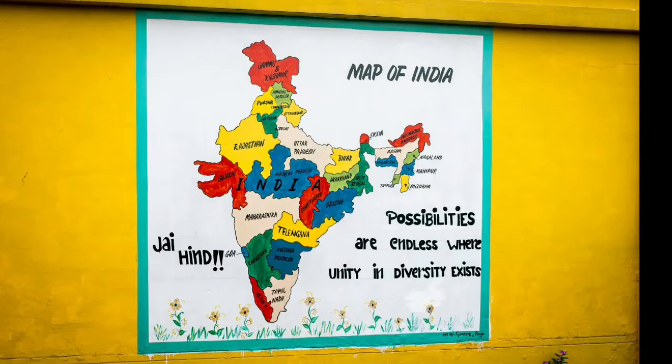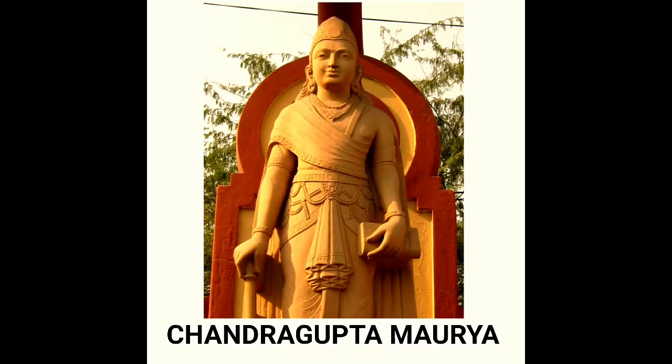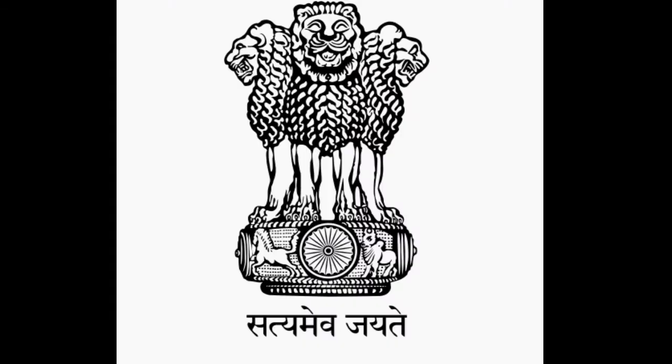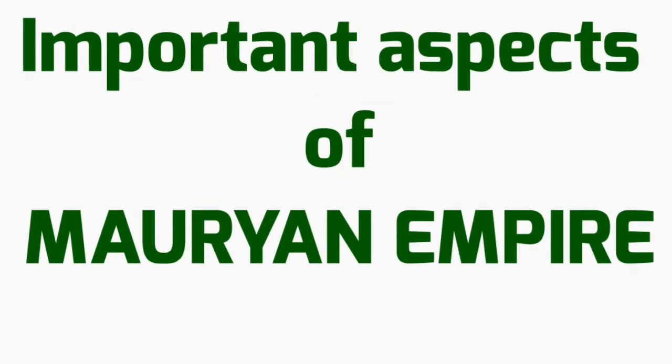This is a period when our country was under the Mauryan Empire, starting with one of the finest kings of India, Chandragupta Maurya. Although this is way too long ago, Mauryan administration is said to have a resemblance to our present day administration. Important aspects of the Mauryan Empire.